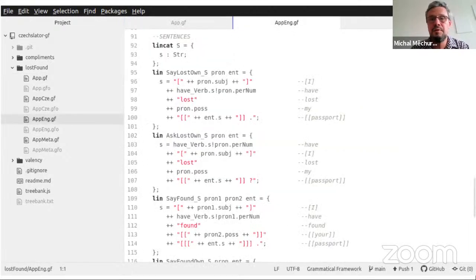This is the concrete grammar in English. So see how the linearizations contain these square brackets, right? So this is the markup which CheckSlater requires. So it's not like you can take any application grammar and just have it generate sentences and plug them into CheckSlater. The sentences need to contain this markup in them. This is very important.